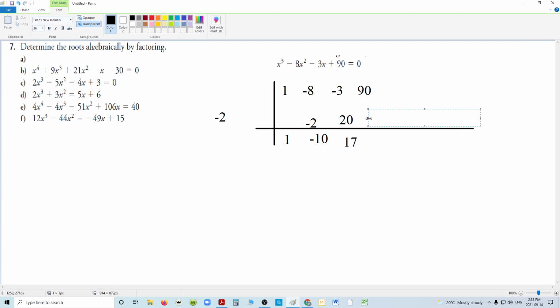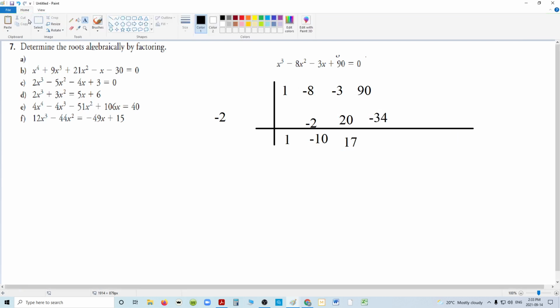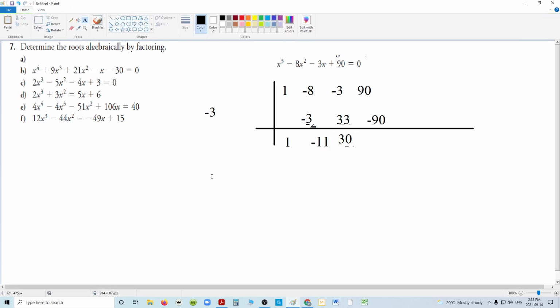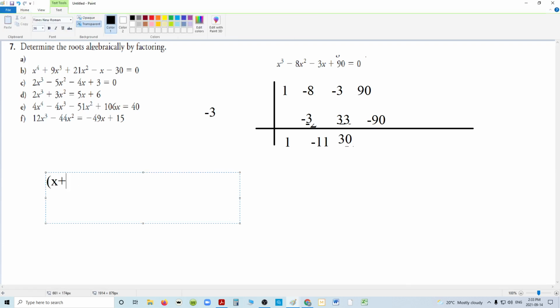Almost. Now, I can tell you right now it's going to be a minus number because we need to produce a minus in the last number to add to positive 90. So there's a little hint on how to do things. And minus 3 times 30 is indeed minus 90. So that means one of the factors is x plus 3.